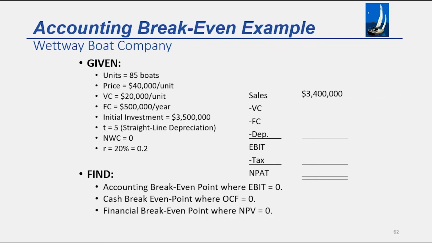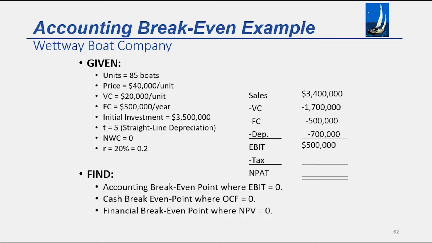My sales should be 85 boats times 40,000 a unit, or 3.4 million. Variable cost will be about half that because the variable cost per boat is half the selling price. So simply 1.7 million. Fixed costs are 500,000, and depreciation is 3.5 million divided by 5 years. 5-year project, straight line depreciated to 0. This is not break-even because my EBIT is positive, so 85 boats is not break-even, it's above break-even, so I need to find the accounting break-even.